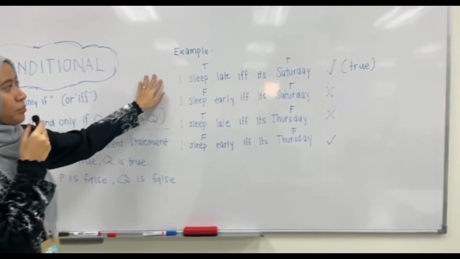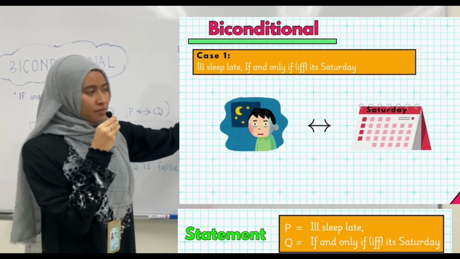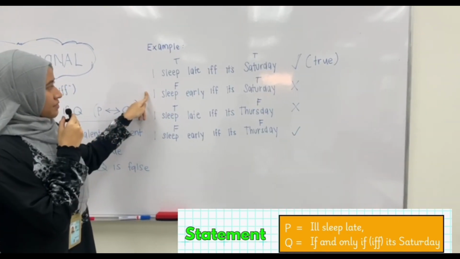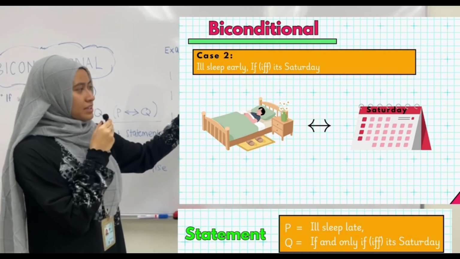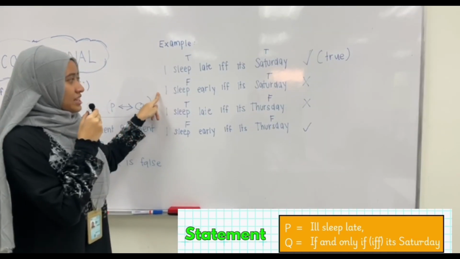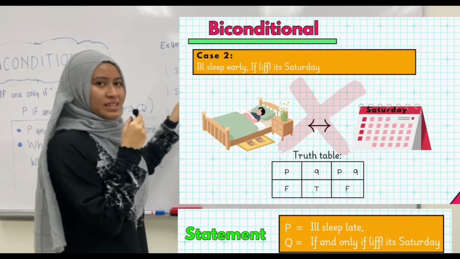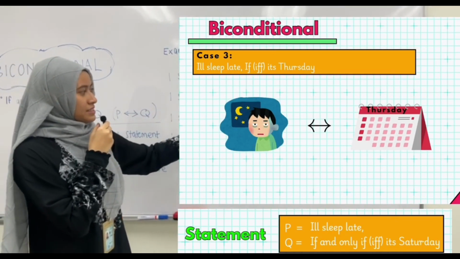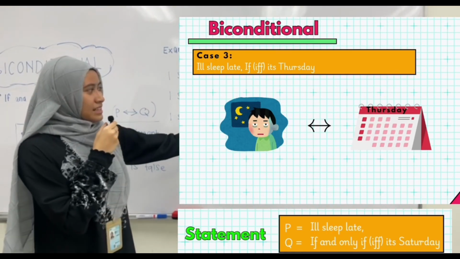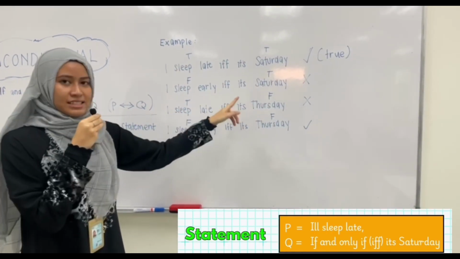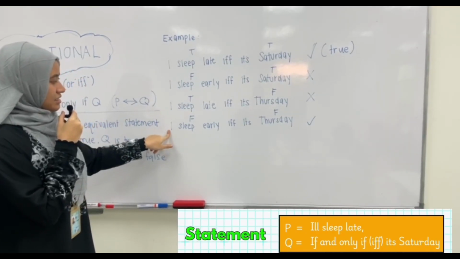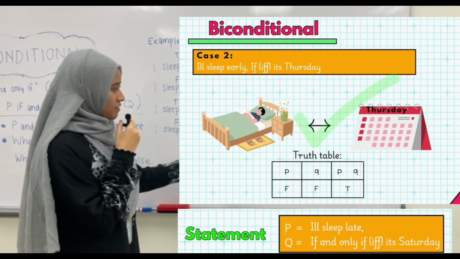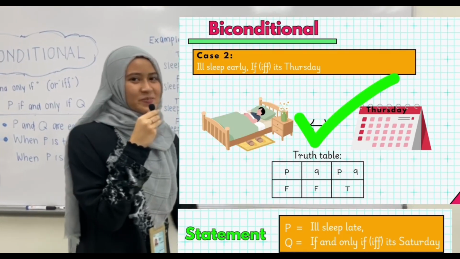Okay, let's look at the example. If I sleep late if and only if it's Saturday, true, true, so the statement is true. The second example, if I sleep early if and only if it's Saturday. I sleep early is false, so the statement is false. The third example, if I sleep late if and only if it's Thursday, is false. So true, false, the statement is false. And the last statement is I sleep early if and only if it's Thursday. So false, false, the statement is true.